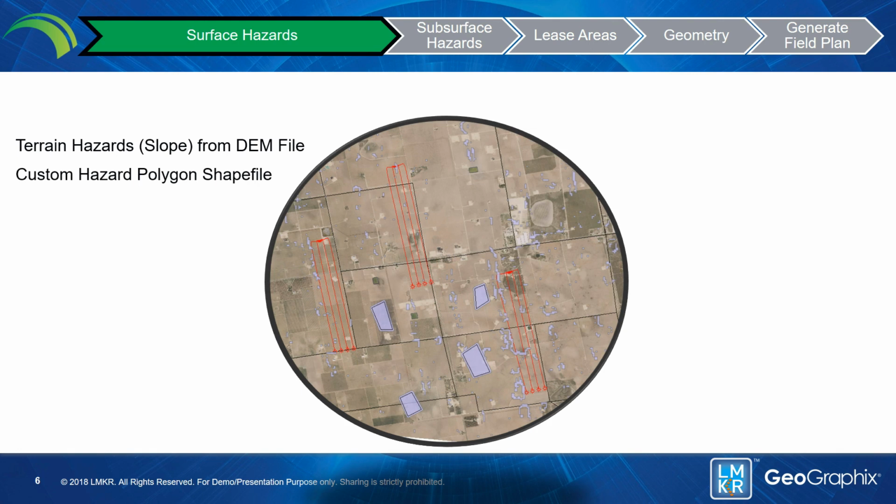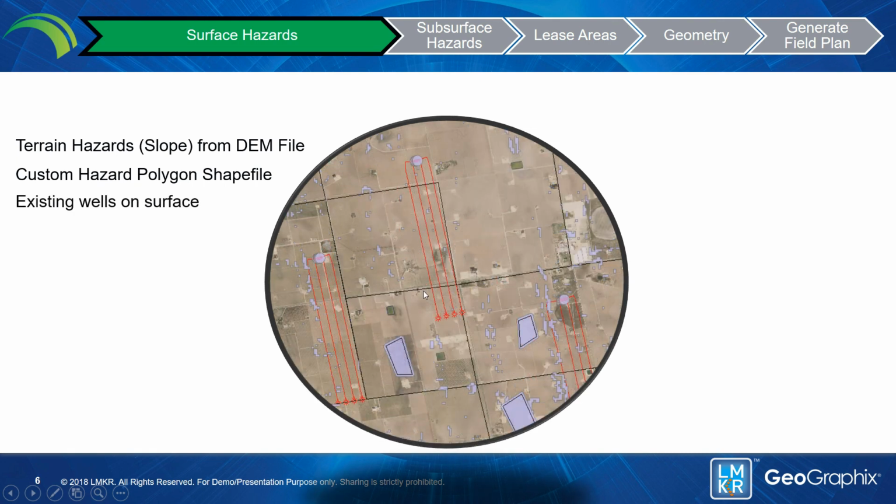Now, we can also use custom hazard polygon shapefiles. If you have certain locations where you can't drill, that's not a problem. Just go ahead and put those as shapefiles and we will take those into account. Third, your existing wells on the surface. Let's say there's a Christmas tree sticking out, you can't put a pad there. Not an issue. We take those into account and you'll notice you have the little circle buffers.